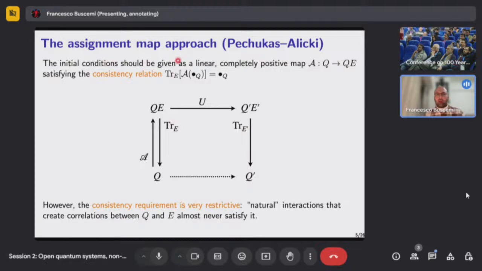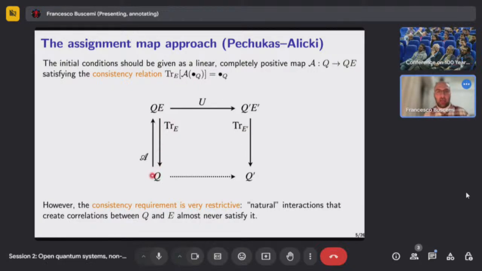So the approach that started with the paper by Pechukas and the comment he received from Robert Alicki was based on the concept of assignment map. They would postulate that the initial joint conditions of system and environment together should be given as a linear, completely positive map that would lift the state of system Q to a state of the joint system Q and E together. And this assignment map should satisfy, in particular, a consistency relation.